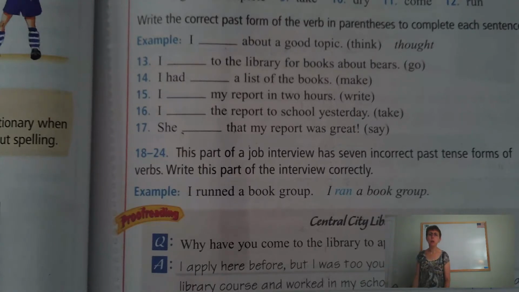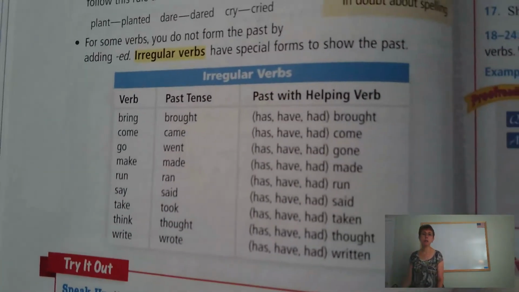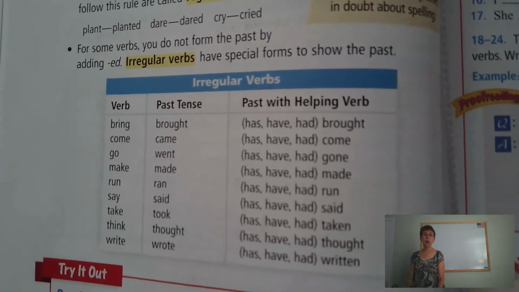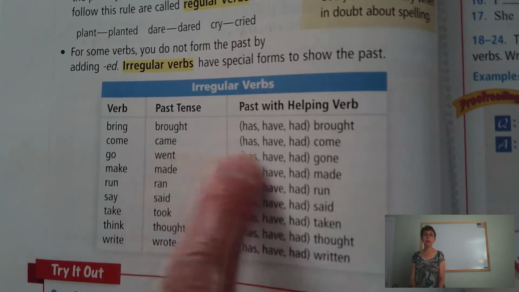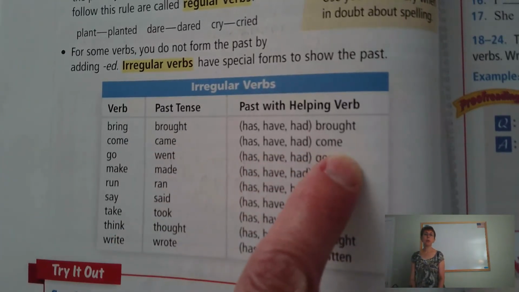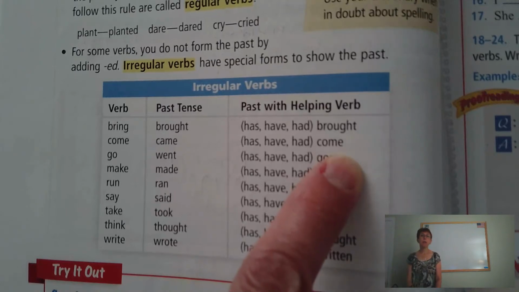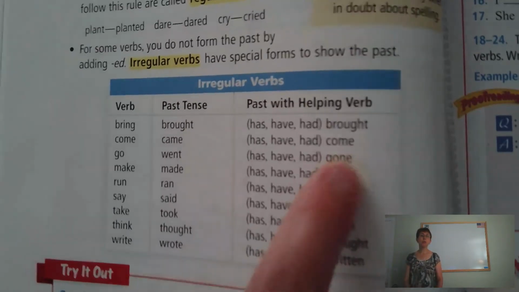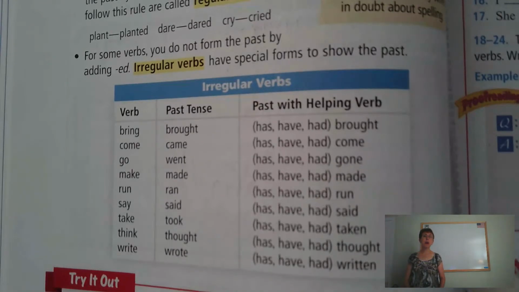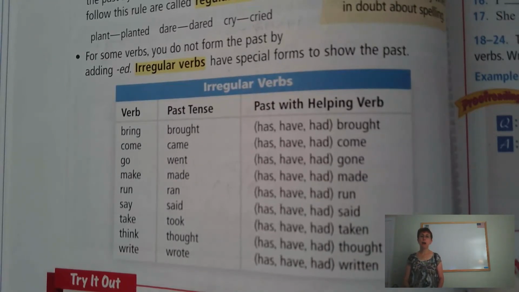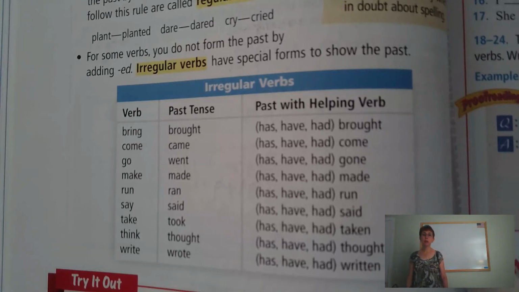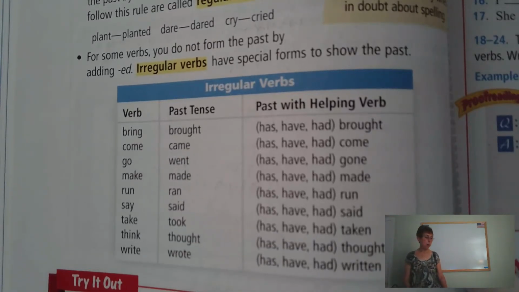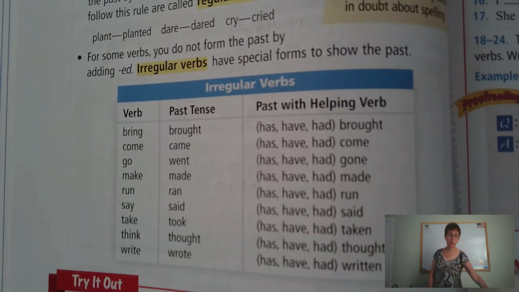So remember that when working with verbs in the past tense, these irregular verbs are often different in the past tense from what is used with the helping verb. And with these, you just need to know them. There's not often a pattern to follow, so you just need to know the past tense and the past with the helping verb. Remember to refer back to this chart also when you need to.